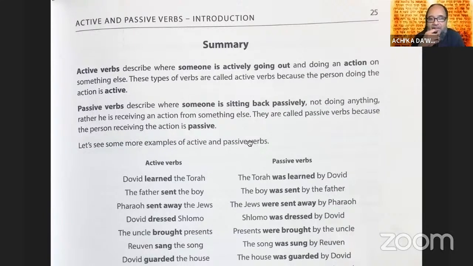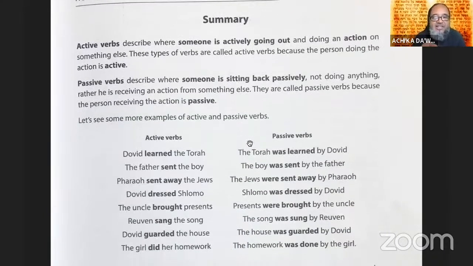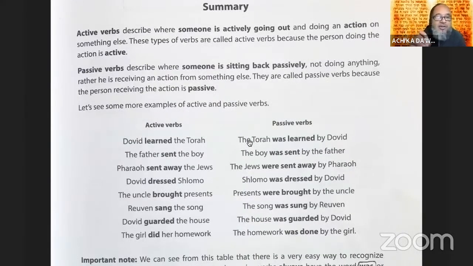So in summary, active verbs describe where someone is actively going out and doing an action on something, or on someone. These types of verbs are called active because the person who's doing it is actively doing it. Passive verbs describe someone who's sitting back passively, someone or something not doing anything. The bread's not doing anything, okay? Rather, it's receiving the action from someone or something else. They are called passive verbs because the person receiving the action is passive. They're just kicking back and letting it happen to them.